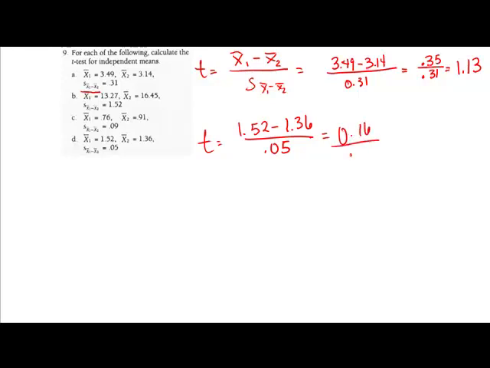0.16 divided by 0.05. The answer is 3.20. Hit pause, do B and C, and then I'll check back in when you're done. And for C, t equals a negative 1.67.